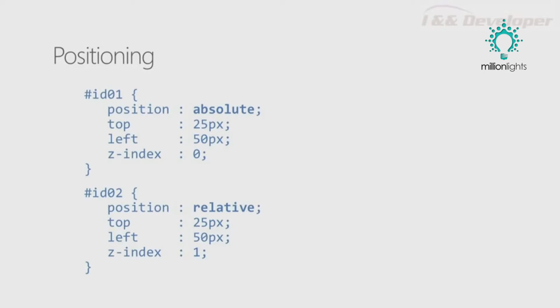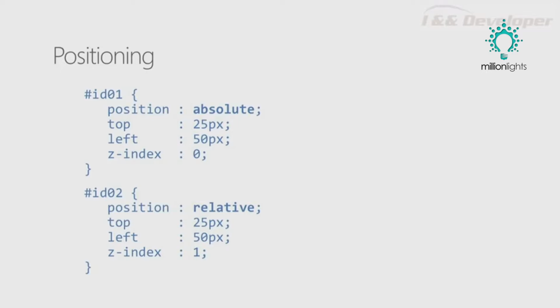Top means from the top of the container it's in, or in this case, maybe even from the screen, go down 25 pixels. And from the left side, go ahead and shoot across 50 pixels. And if we choose a z-index of 0, which is what it is by default, we're just saying, okay, and if anything happens to have a higher z-index, then the first one would be in the background.